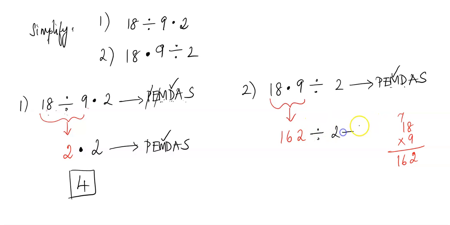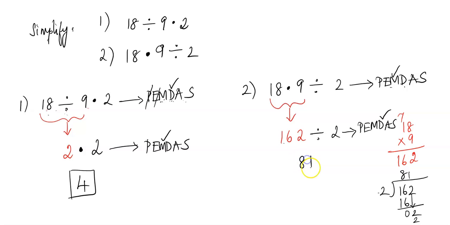Once again, you have the PEMDAS. No confusion here because division is the only symbol that is there. So 162 divided by 2. Let's do the long division, 162 divided by 2. 2 times 8 is 16, that's a 0, bring down the 2. 2 times 1 is 2, and the remainder is 0. So the answer is 81.